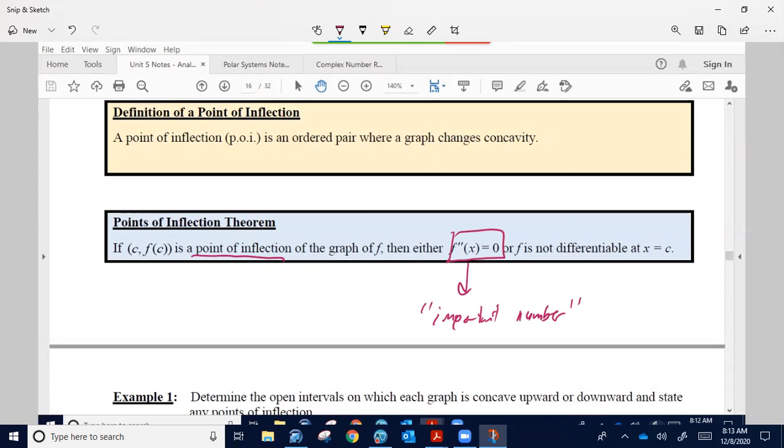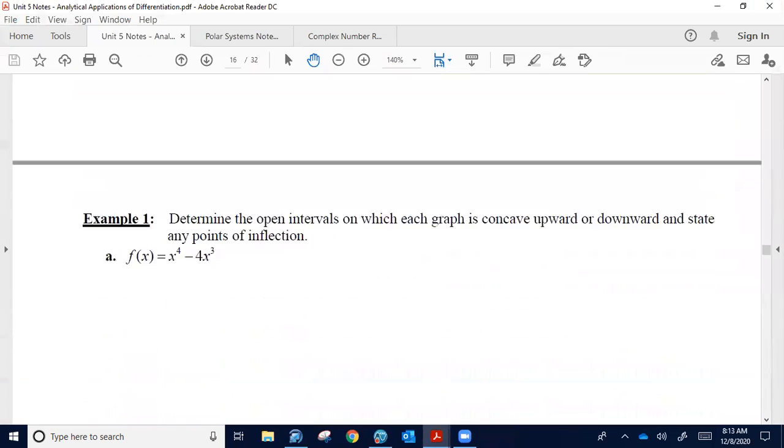But to differentiate that from the first derivative: first derivative 0 is a critical number. Second derivative 0, I call an important number. Critical number is specifically relating to the first derivative. So again, a point of inflection will occur when the second derivative equals 0 and your second derivative changes signs.